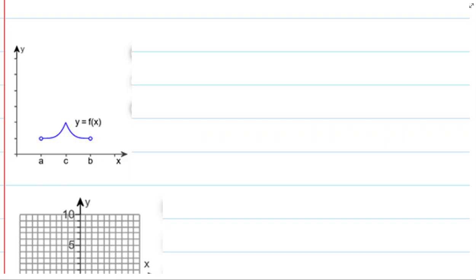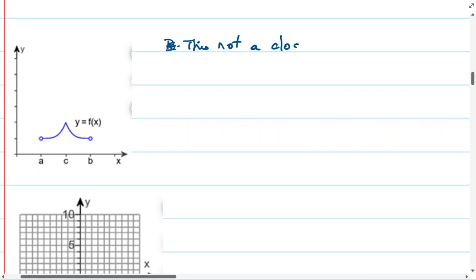First thing I want you to see is that this is what? Yes, it is restricted, but it is what? This is not a closed domain. So what we have here is our domain of AB. Therefore, the endpoints are not in play. Is everybody comfortable with that?